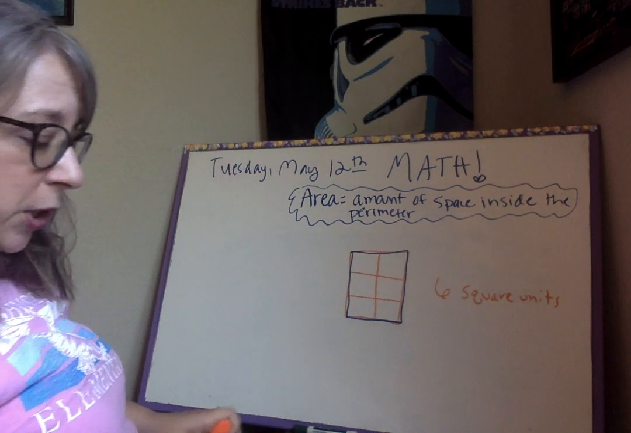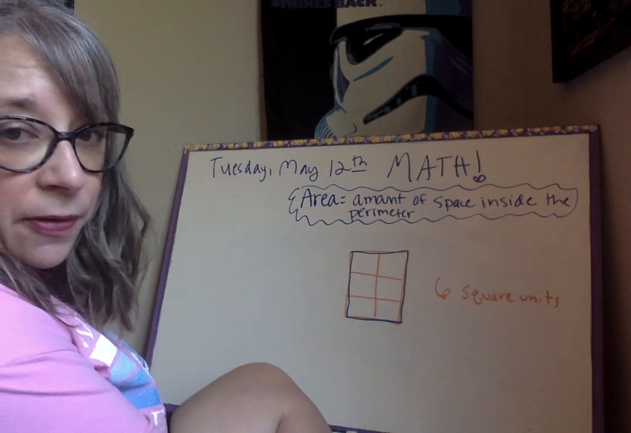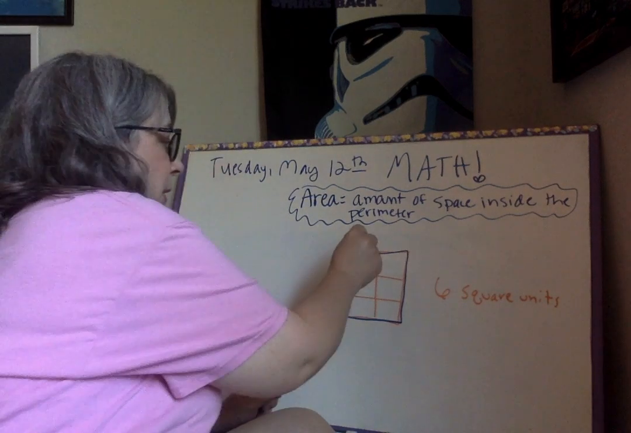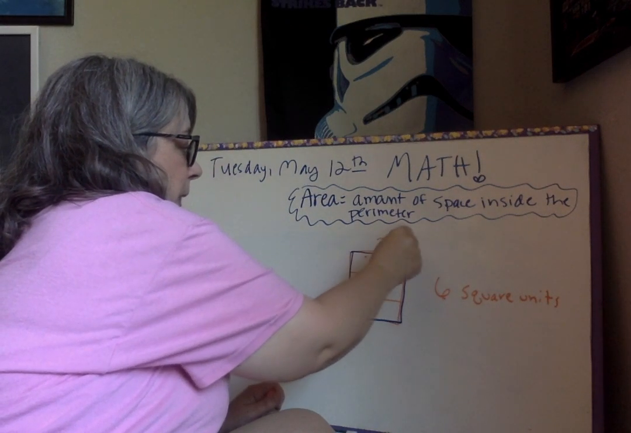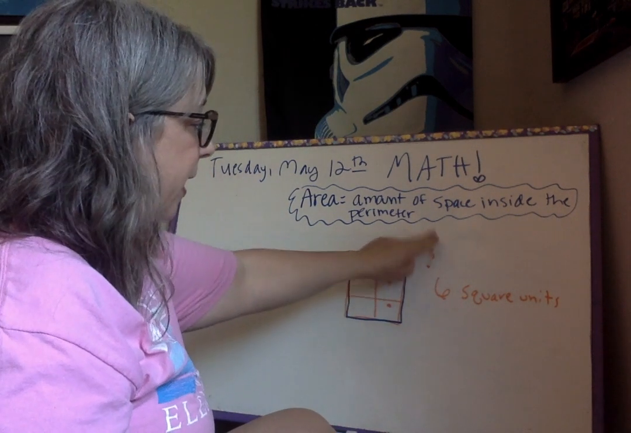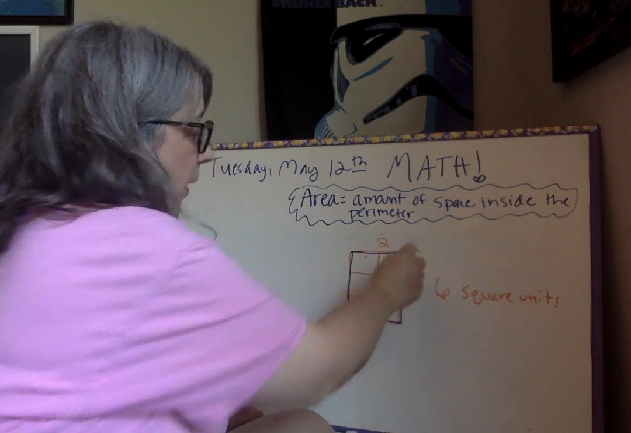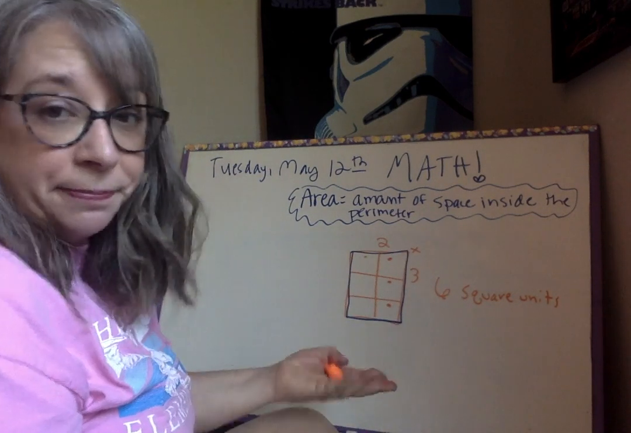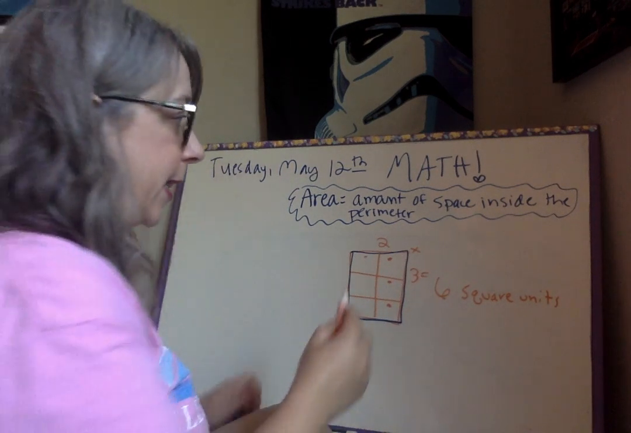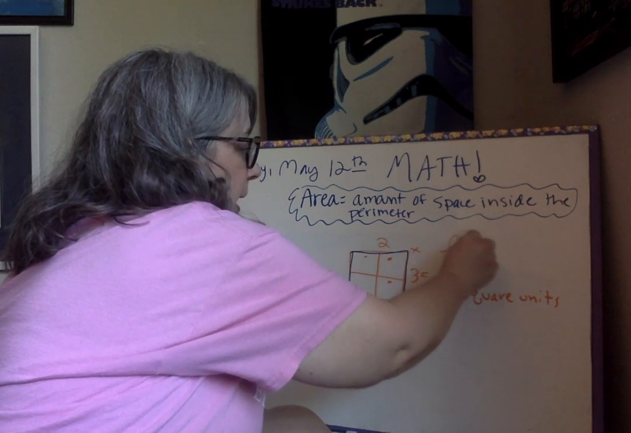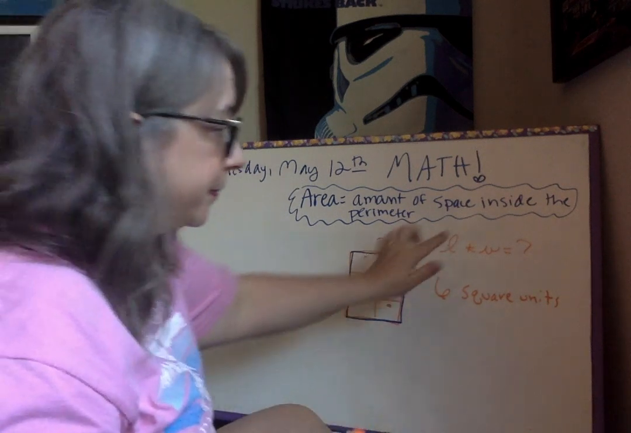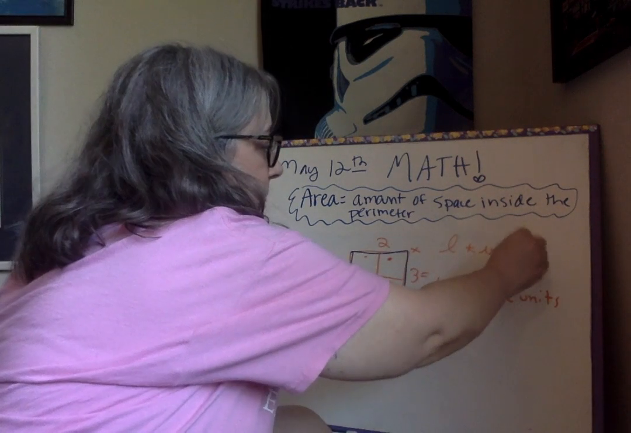Now, whenever you are looking for area of a square or a rectangle, you can just multiply the base times width. So we have 1, 2 times 1, 2, 3. So here's our 3 side. So 2 times 3 is 6. That's another way you can find area, is length times width. And that would look like length times width equals what? It equals our area. Well, length times width is area.